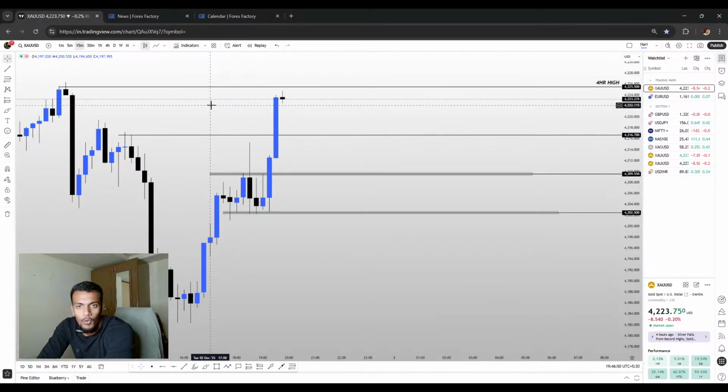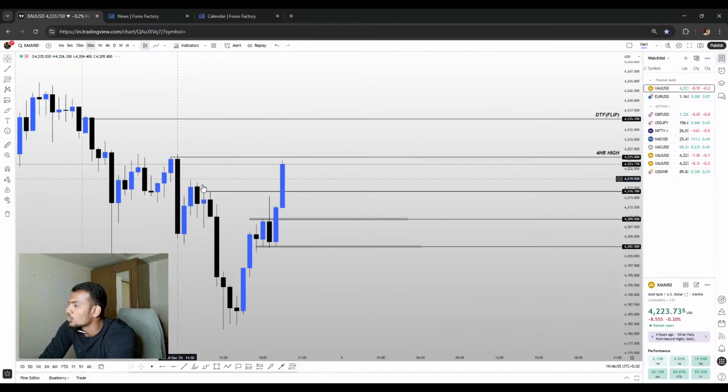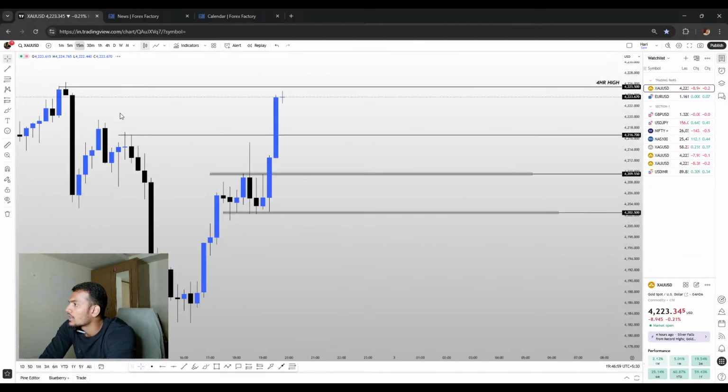A nice support, a nice resistance would be good in this place. If there is going to be a nice resistance made, it is going to be good, so that it just makes a low and continues to move above.